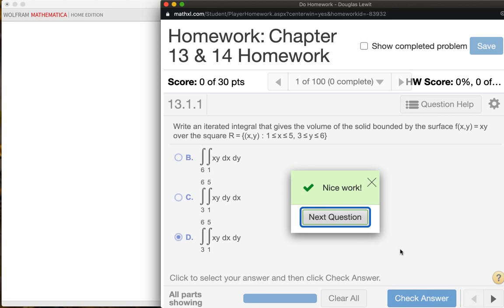Hold on 1 second. I just want to wipe some dirt off my computer. There we go. All right.